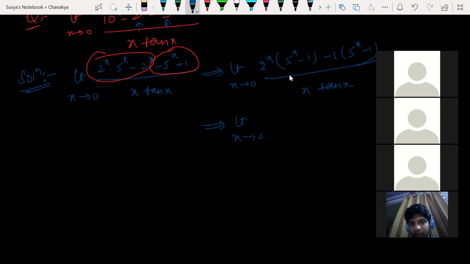So how can I write now? Limit x tends to 0. Again, what should I take common? 5 power of x minus 1 into 2 power of x minus 1 divided by x into tan x. Isn't it? Is it clear? Is it clear with everyone or not, guys?